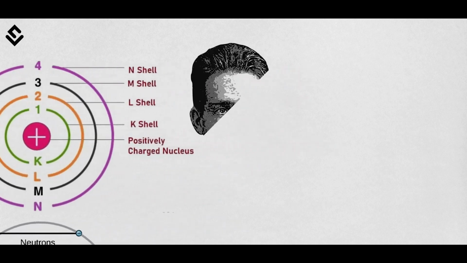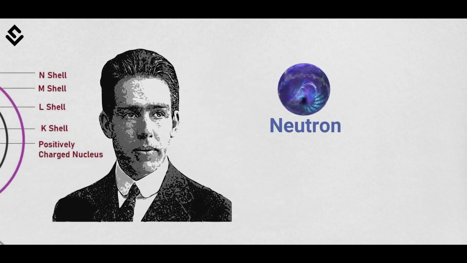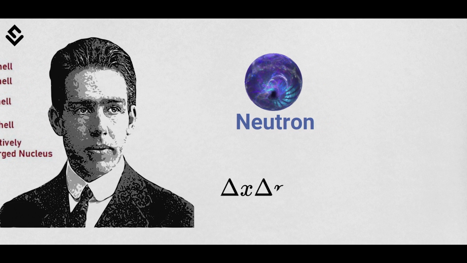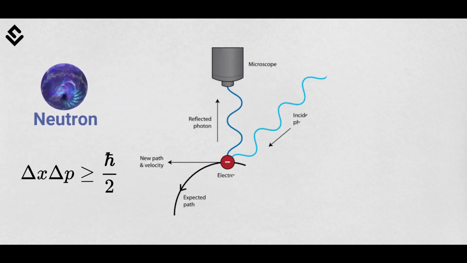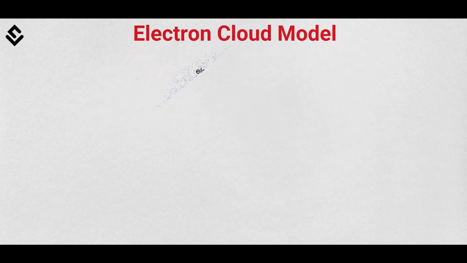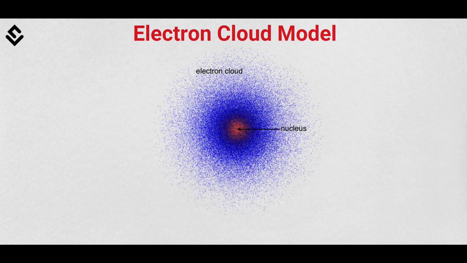We have to note here that when this model was proposed, neither the neutron was discovered nor the uncertainty principle was proposed by Heisenberg. In reality, electrons do not move in a well-defined orbit because they cannot be defined in a particular place at a particular time with certainty. The accepted model is called the electron cloud model, in which electrons exist around the nucleus in a probability cloud where an electron is most likely to be found.